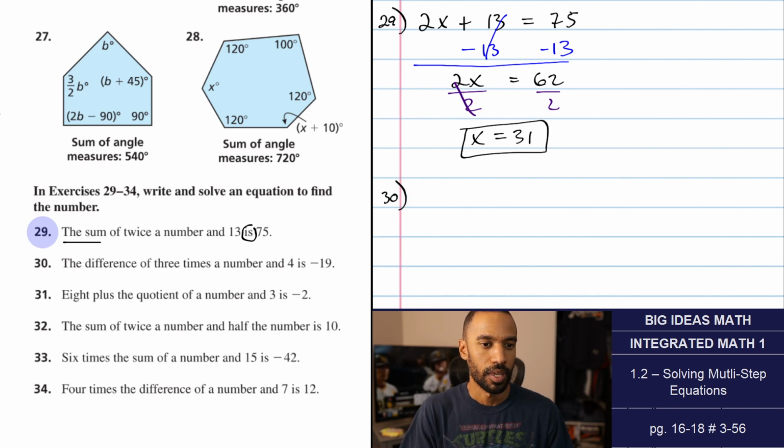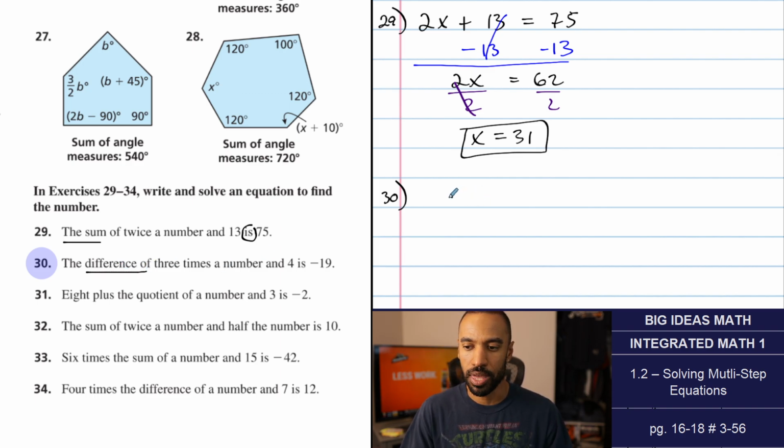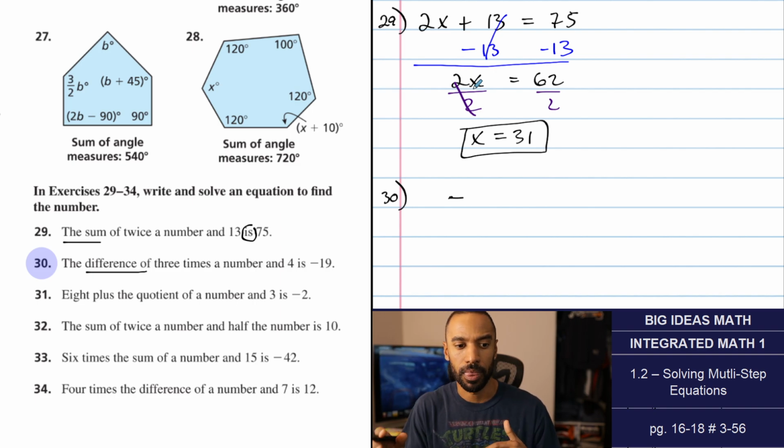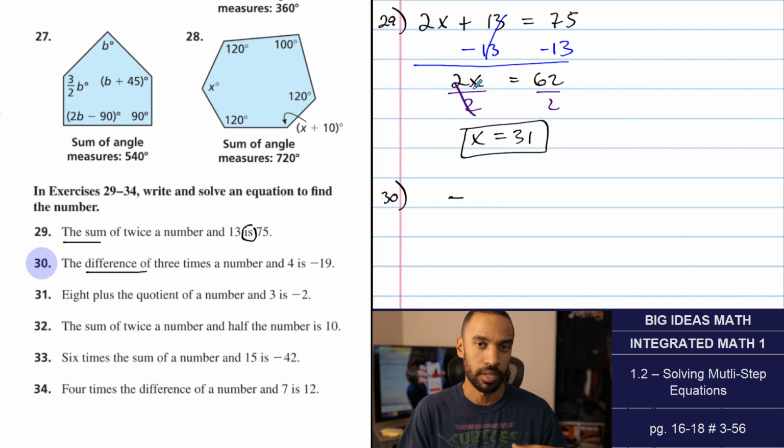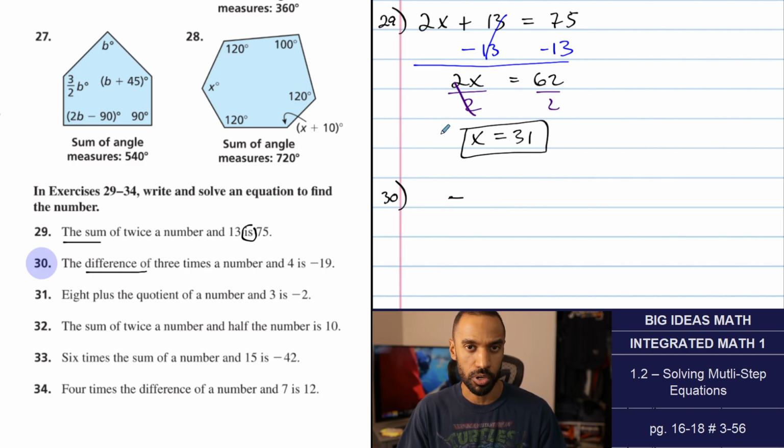Number 30. The difference of 3 times a number and 4 is negative 19. By the way, they also could have said triple a number, right? The difference of, when you hear difference, you're thinking subtraction. We're going to subtract the first thing and then the second thing. And there's a difference between saying the difference of 5 and 3 and the difference of 3 and 5. The difference of 5 and 3 is 5 minus 3. Difference of 3 and 5 is 3 minus 5. Those are two different answers, right?